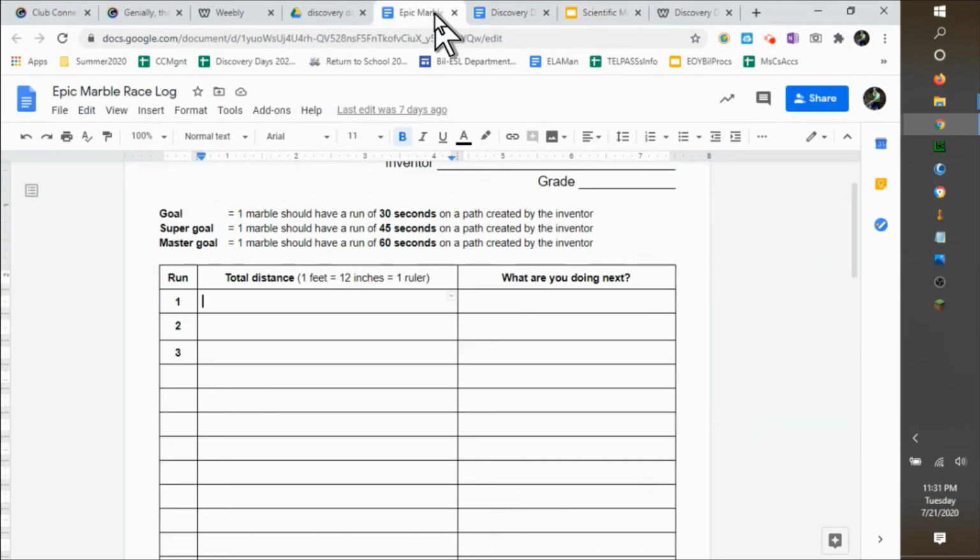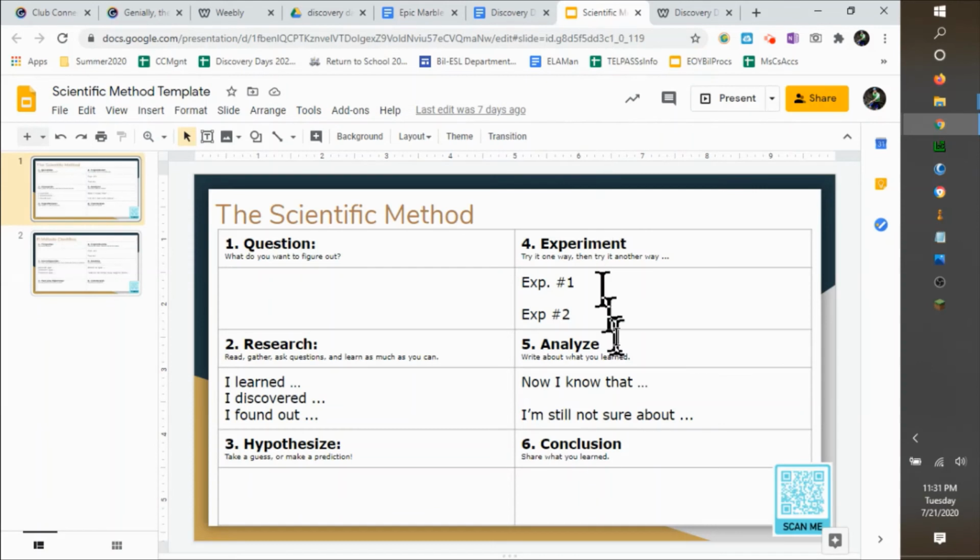Don't forget, update the log and update the scientific method template. This is going to take you step by step as a process on how to get to those 30 seconds.